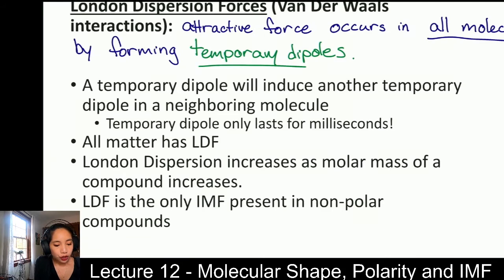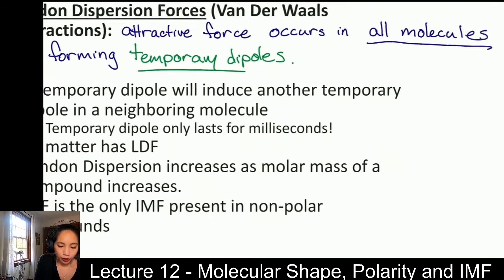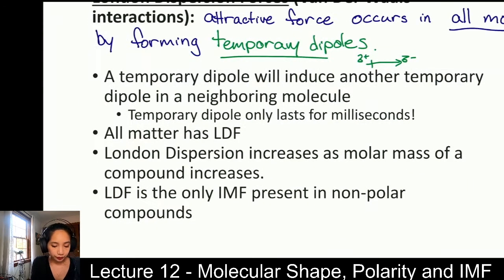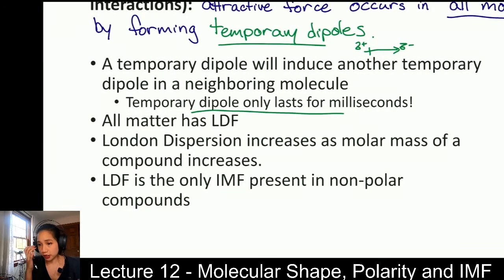So, and I'll show you what a temporary dipole is, but I'll say once one molecule has a temporary dipole, that molecule will induce another temporary dipole in a neighboring molecule. So remember our dipole arrows, right? There's a positive side and a negative side. And so you can kind of think of them like magnets. And so if there's an instantaneous dipole, a temporary one that only exists for like a fraction of a second, that dipole exists, so it will induce another temporary dipole in another molecule. And so it only lasts for fractions of a second.